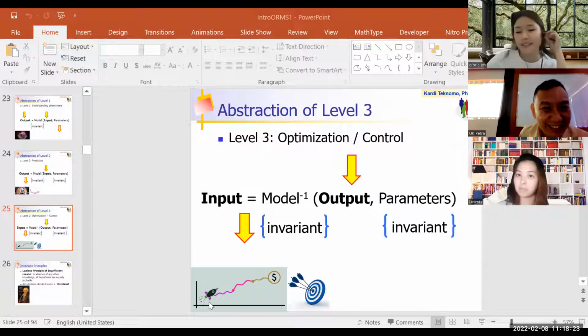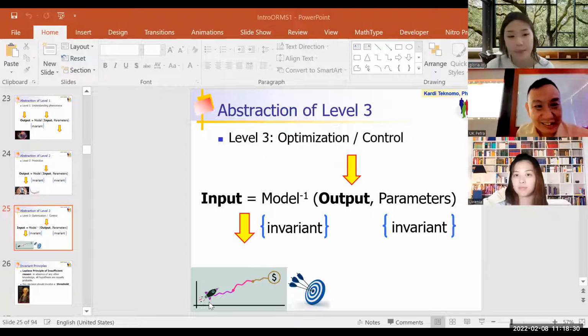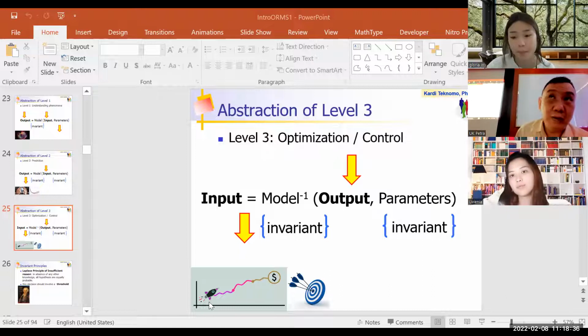Since you're doing operations research, we are at level 3. But you're supposed to be in level 3, right? Yeah, but this is like the highest. So after this, you can talk to anybody, okay?